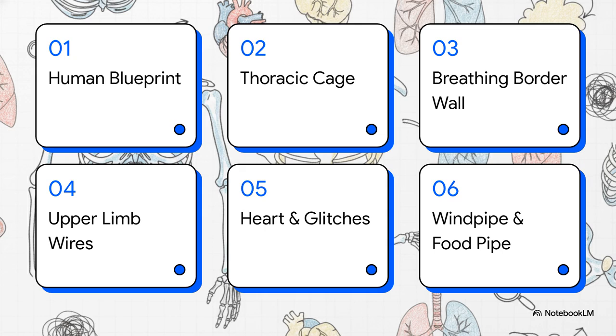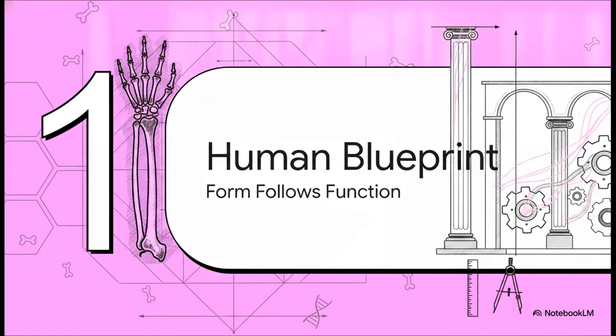Okay, here's our roadmap for this explainer. 1. The human blueprint. 2. The thoracic cage. 3. The breathing border wall. 4. Upper limb wires. 5. Heart and glitches. And finally, number 6, windpipe and food pipe. Let's get to it.